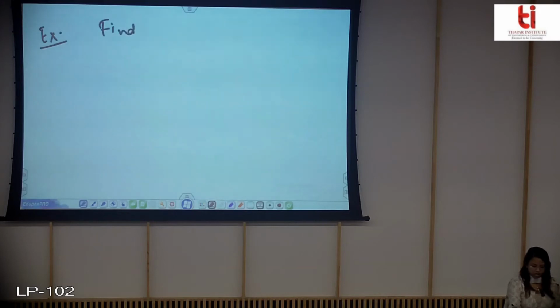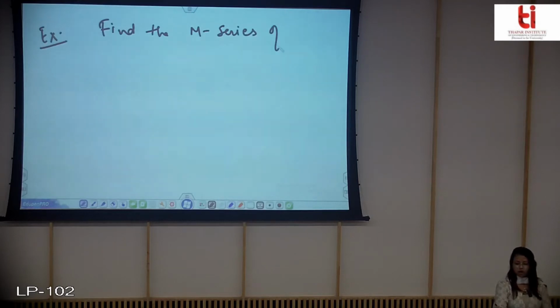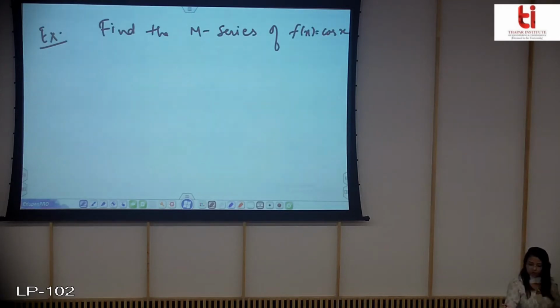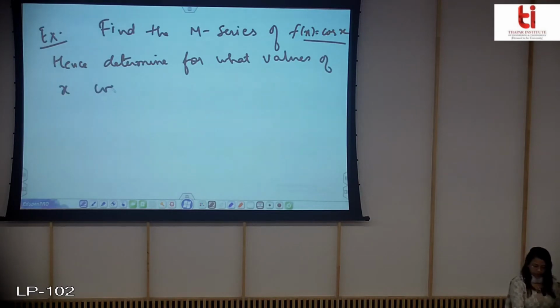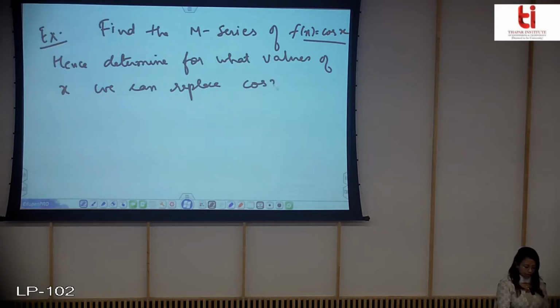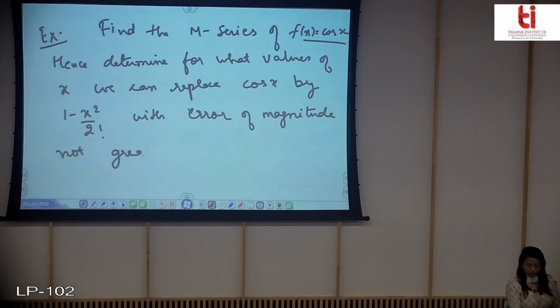So your question is: find the Maclaurin series of f(x) = cos x. You need to first find out the Maclaurin series of cos x and hence determine for what values of x we can replace cos x by 1 minus x square by 2 factorial with error of magnitude not greater than 0.005.